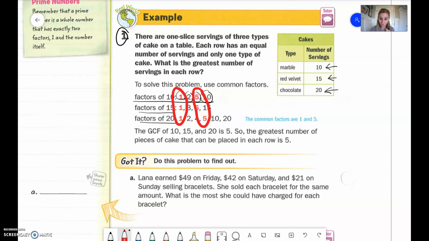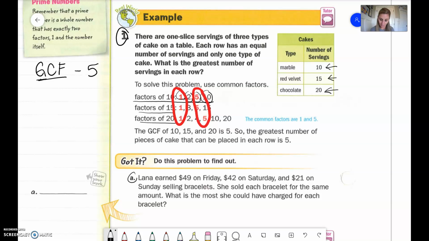Now, remember we are talking about the GCF. That G stands for greatest. So the common factors that 10, 15, and 20 have are 1 and 5. But is that the greatest common factor? No. What is the greatest common factor? What's the bigger number of 1 and 5? 5. So the greatest common factor of 10, 15, and 20 is 5. That's the greatest common factor.